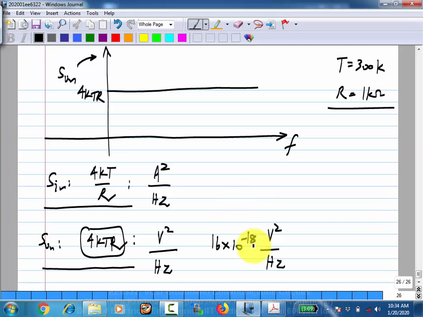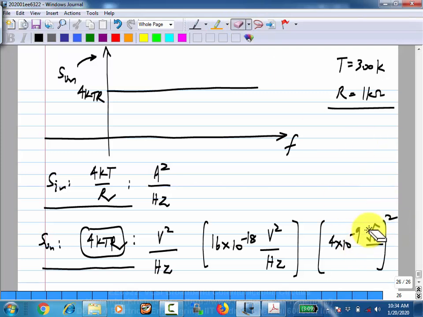Now sometimes this volt square is an unfamiliar unit, and we use voltages and currents, so volts and amperes are more familiar. So this can be written as 4 times 10 to the minus 9 volts per square root of hertz. This kind of unit you will see: this is 4 nanovolt per root hertz.